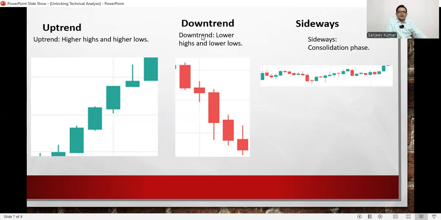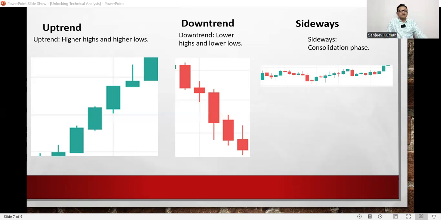Second is downtrend. Downtrend means lower high and lower low. You can compare the lower high: this is the top of this candle and this is the top of the next candle, so the top is lower. From this candle to this candle, you can compare. This is the lower high and this is the lower low. This kind of pattern is called downtrend. So we must avoid downtrend. We should not buy any share that is in downtrend.